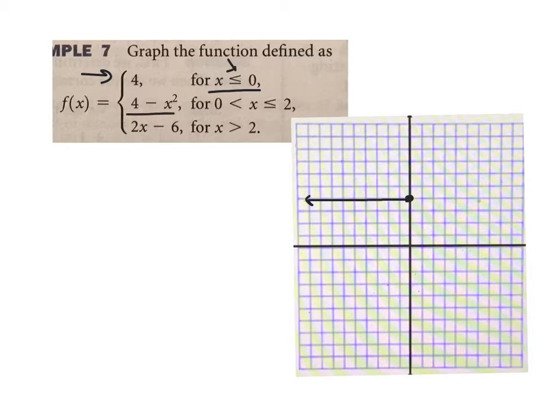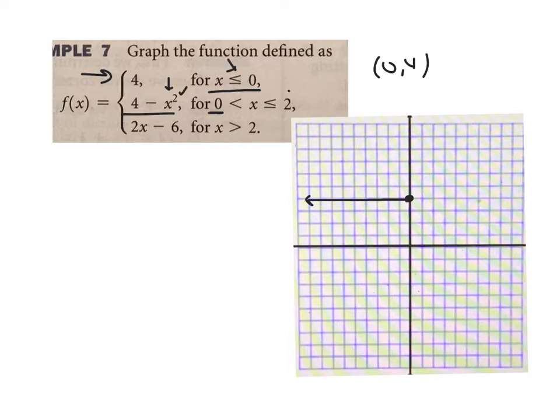The second part, right here, 4 minus x squared. That's a parabola. Here's what you need to do. The best way to do it is take the number here and plug it in for your x to tell you where to start. So 4 minus 0 squared is 4. So I'm going to start by plugging in 0. And I got 4. So I'm going to start at 0, 4, which is the point that's already there.